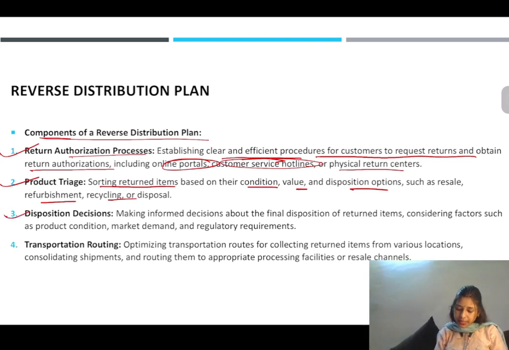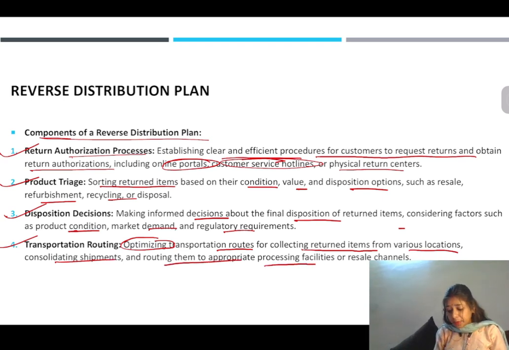Then disposition decisions means making informed decisions about the final disposition of the returned item, such as what the condition of the product is, what the market demand for this product is, and the regulatory requirements. All these should be done. And then transportation routing. So choosing the optimum transportation route for collecting the returned items from the various locations, consolidating the shipments and routing them to appropriate processing facilities or resale channels. Okay, so these are the components of the reverse distribution plan.